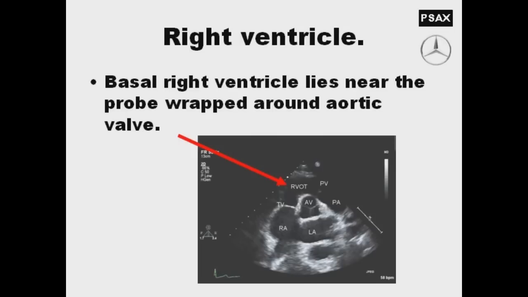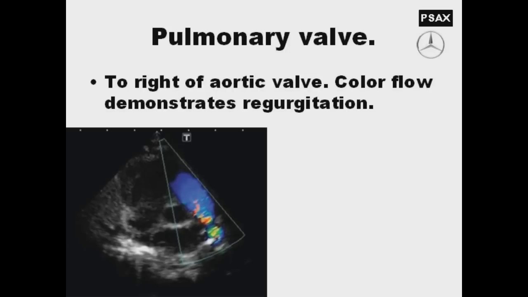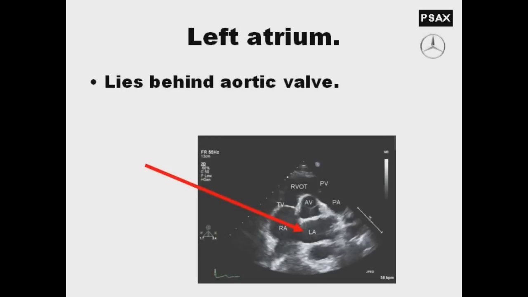You can see the right ventricular outflow tract around the aorta. You can see the tricuspid valve at the left of the aorta. PSAX aortic view is excellent for pulmonary regurgitation. Left atrium is posterior to the aorta.